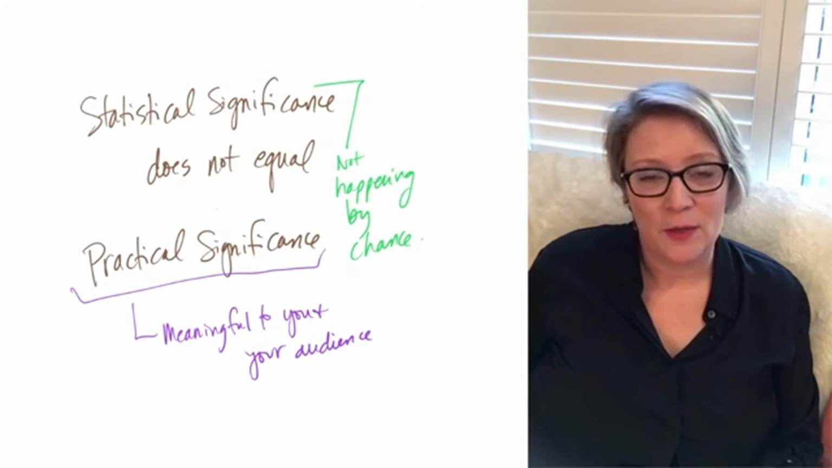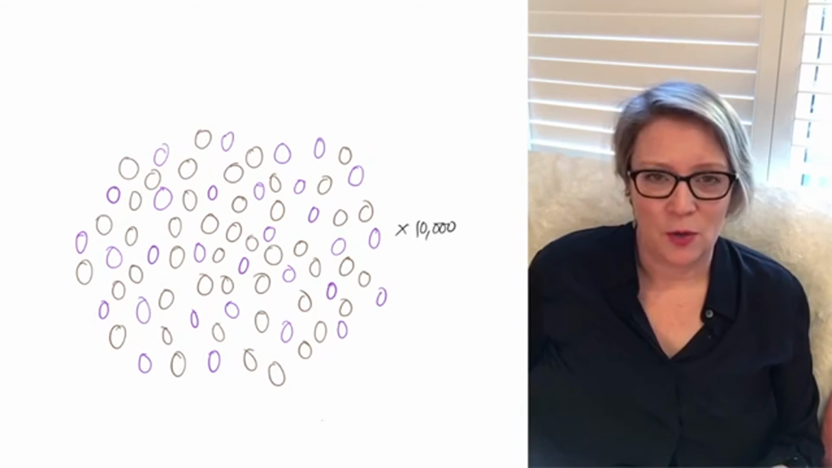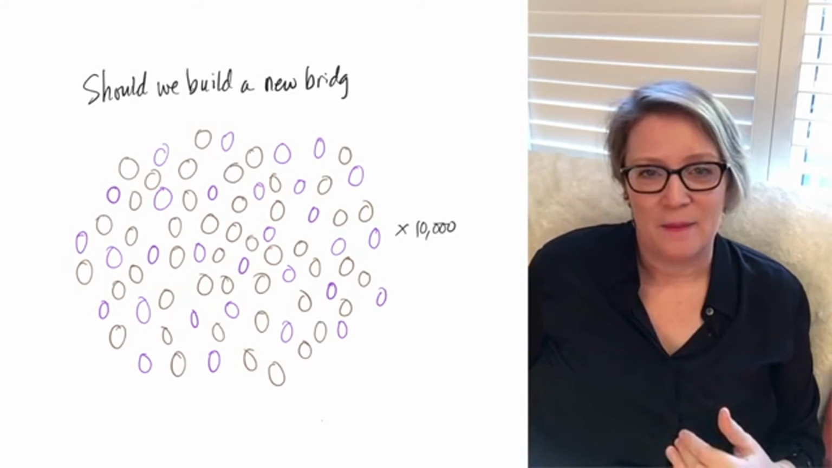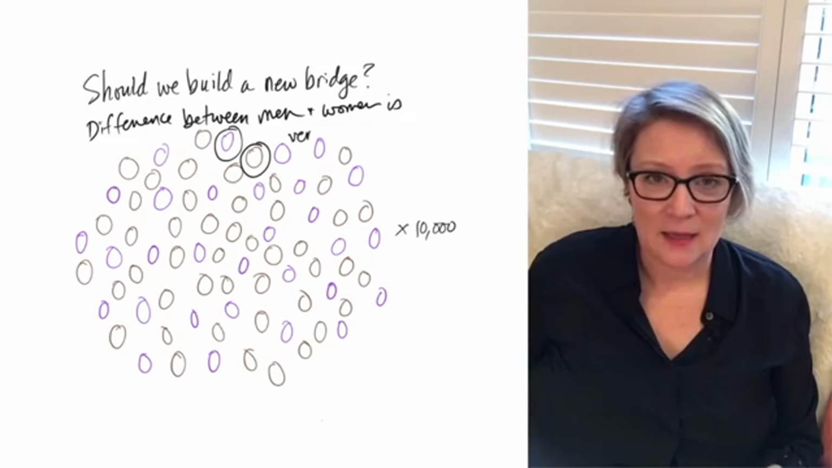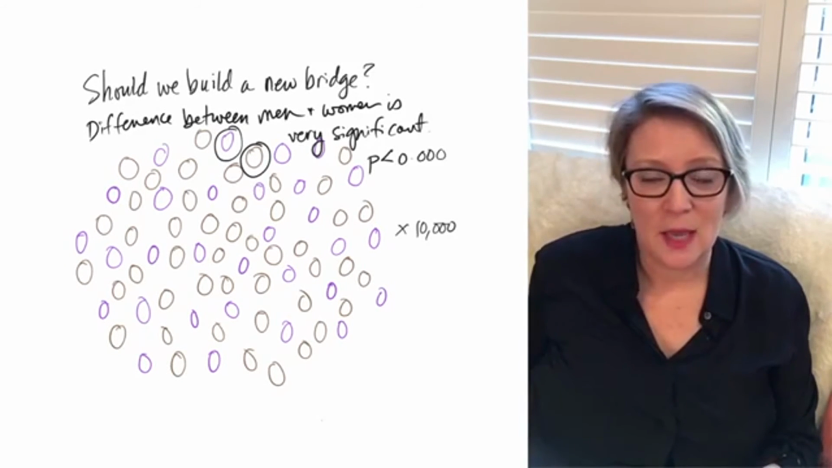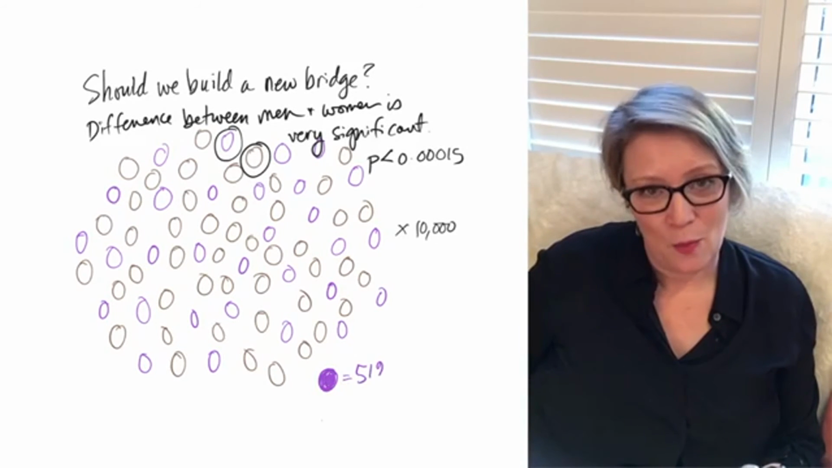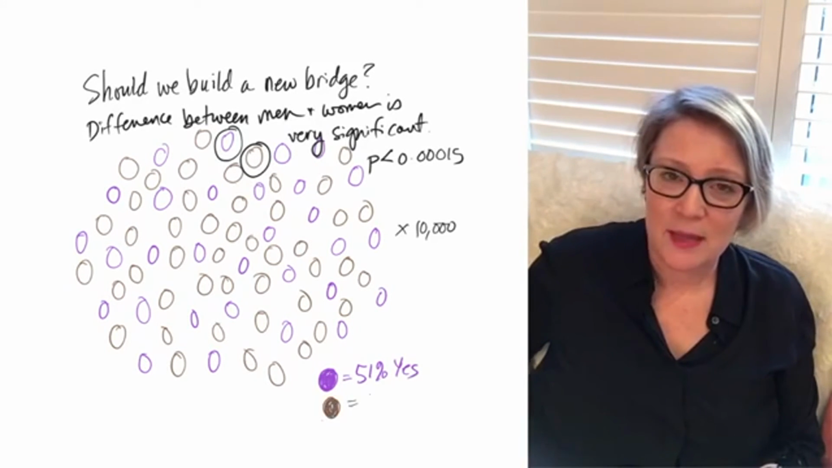For example, if you have a really large data set, you can get a very small p-value for a really small difference. You see this a lot in public polling. If there's a public poll that involves 10,000 people and they're asking whether there should be a new bridge built in your community, and they want to look if there's a difference between men and women, they can analyze that data and say, yes, there is a statistically significant difference between the percentage of men that want this bridge built versus the percentage of women that want this bridge built.